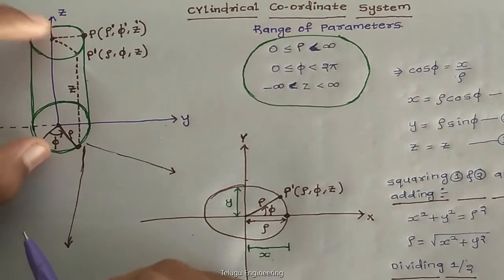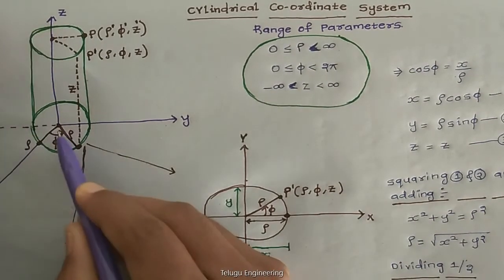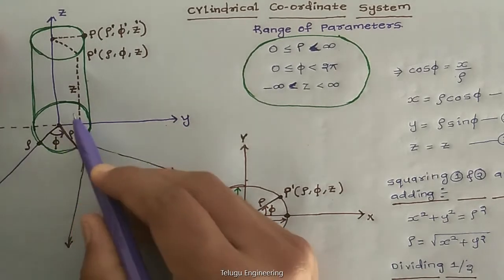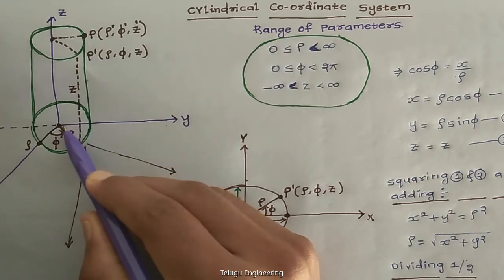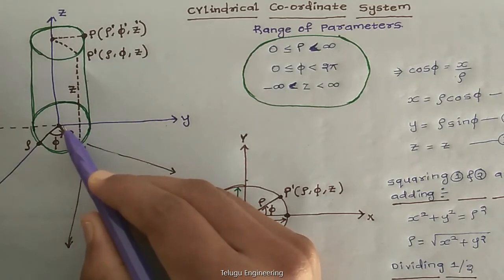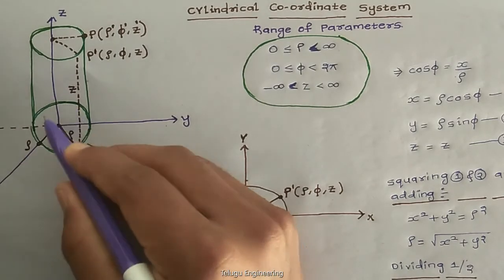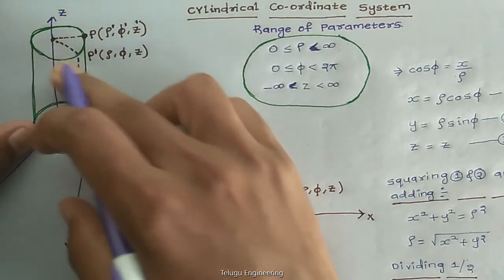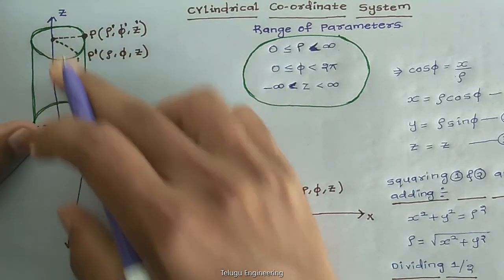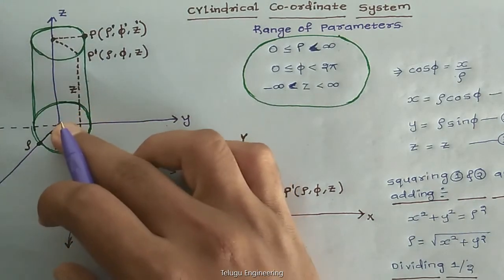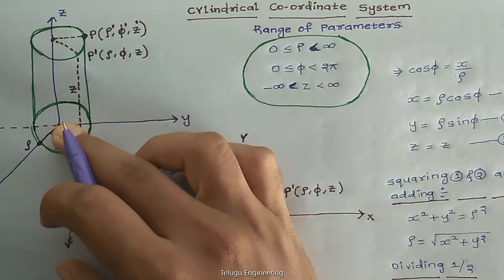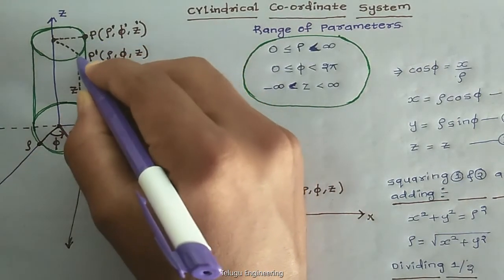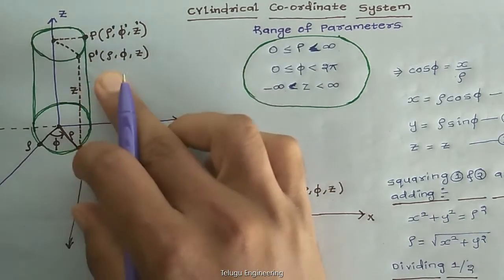So let us assume there is a cylinder whose bottom circle's center is at the origin of the Cartesian coordinate system. Let us assume this is circle 1, which is at the bottom of the cylinder, and this is circle 2, which is at the top of the cylinder. So the bottom circle's center is at the origin of the Cartesian coordinate system. Let us take a particular point P' on the cylinder.